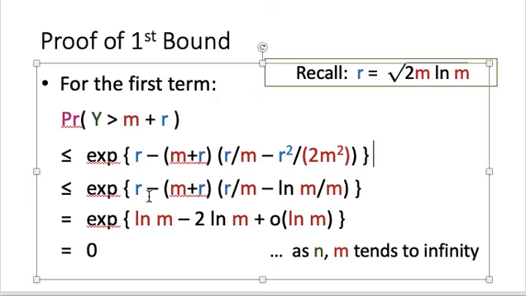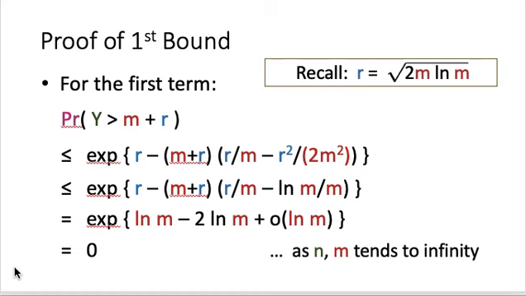Then we process the minus r term here. Minus r times r over m is minus r squared over m, and r squared over m gives 2 log m. And minus r times minus log m over m is plus something, but we will see that this term is little o of log m. So in the exponent part, it is log m minus 2 log m plus a very, very little term, so it is going to be close to minus log m. The exponential of minus log m is 1 over m, so it is going to be equal to 0 as m tends to infinity.